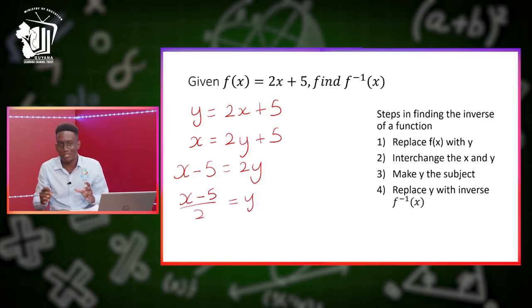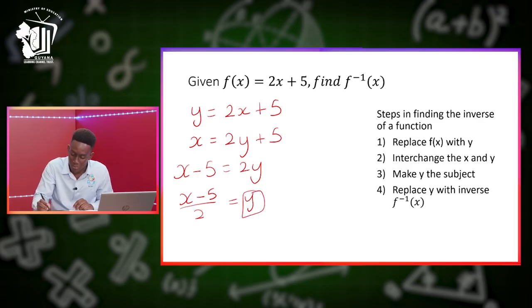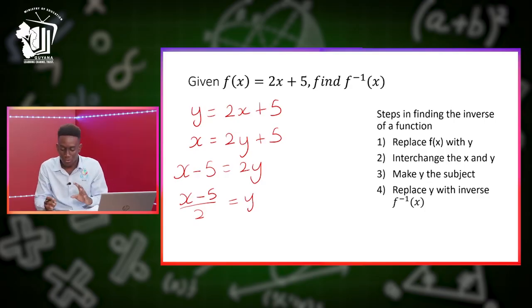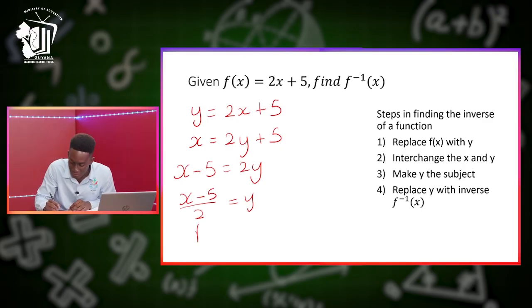And the last step is to, of course, rewrite the notation. The question initially asks us to find f inverse of x. And this here that we just found is f inverse of x. So it's just to replace y with the notation. So this will be, we can just put y over on the left-hand side and put the inverse over the other side. So this will be f inverse of x is equal to x minus 5 all divided by 2. And that is how you find the inverse of any functions.